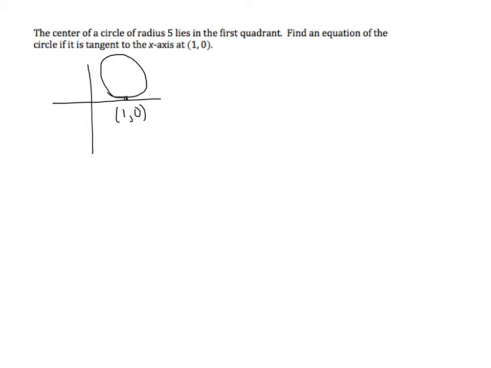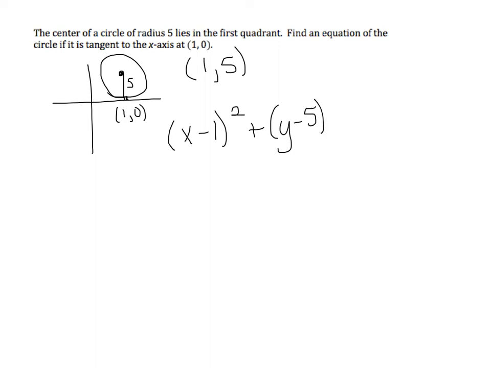The center has to be here, exactly 5 units away. So the center of this particular circle is 1, 5. So if I'm going to write the equation of this, I would say x minus 1 quantity squared plus y minus 5 quantity squared is equal to, and then my radius is 5, so I have to square that, which is 25.